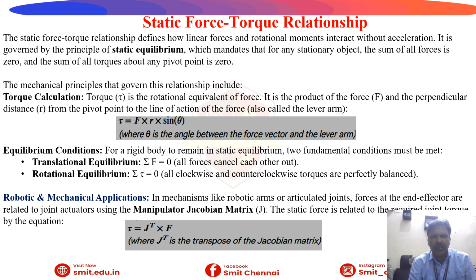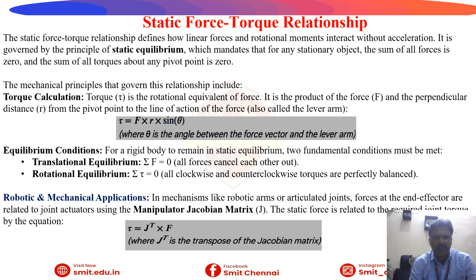Torque tau is the rotational equivalent of force. It is the product of force and the perpendicular distance from the pivot point to the line of action of the force, also called the lever arm. Tau is given by F into R into sine theta, where theta is the angle between the force vector and the lever arm. Then equilibrium condition, as we already studied in engineering mechanics.